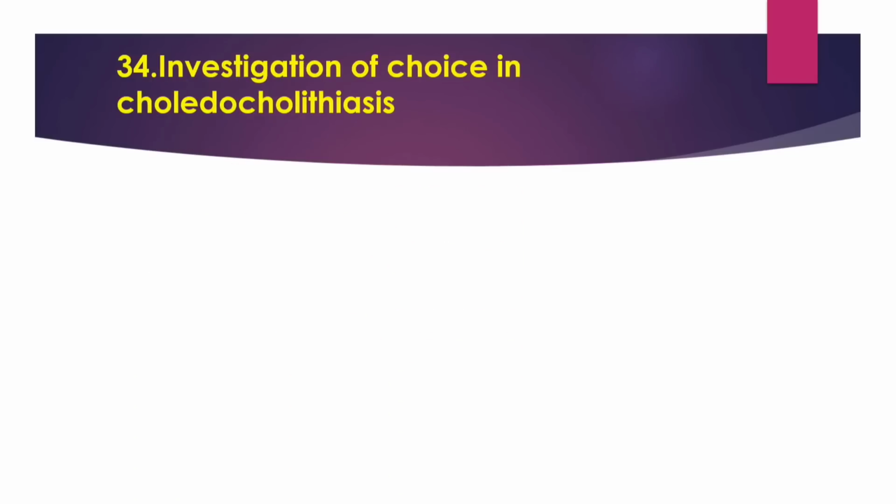Moving on to the 31st question. Investigation of choice in choledocholithiasis. Option A CT, option B PET scan, that is positron emission tomography scan, option C is ultrasonography, and option D is MRCP, that is magnetic resonance cholangiopancreatography. The answer is option D, MRCP. So now let's see the explanation.